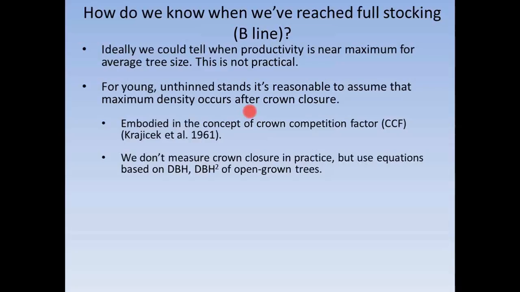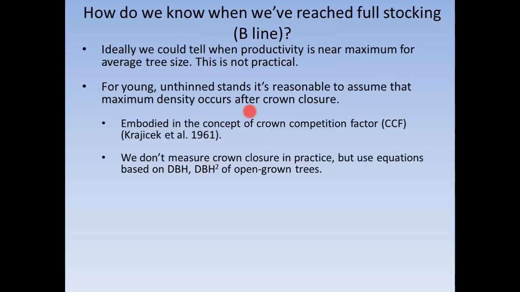What by and large people have gone to for young unthinned stands is, we'll say we've reached that full site occupancy at the point of crown closure. And different density metrics have embodied this to some degree in different ways. So once we hit crown closure, it's reasonable to think we're fully stocked. And from a crown-centric perspective, that makes sense. The crown is the engine of productivity, and the bigger the crown, the more crown area covering the acre, presumably the more productivity we're going to have.